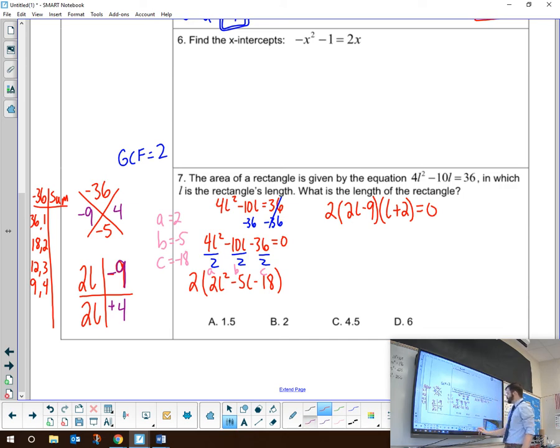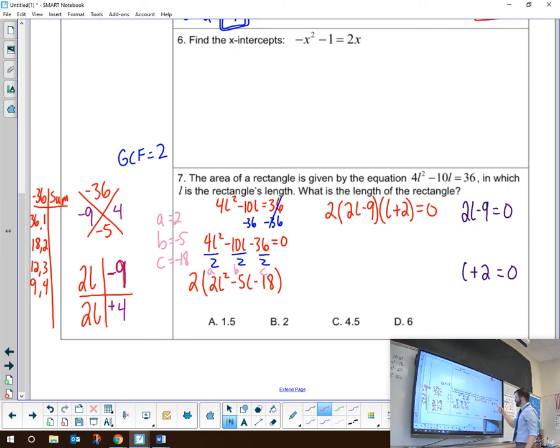Okay, so now 2L minus 9, L plus 2. We set both of these equal to 0 and solve. We do not worry about my GCF. Unless your GCF has an x in it, it doesn't really matter. We're only looking for the factors that have x's in them to find what those are equal to. So I'm going to go 2L minus 9 equals 0, and L plus 2 equals 0.